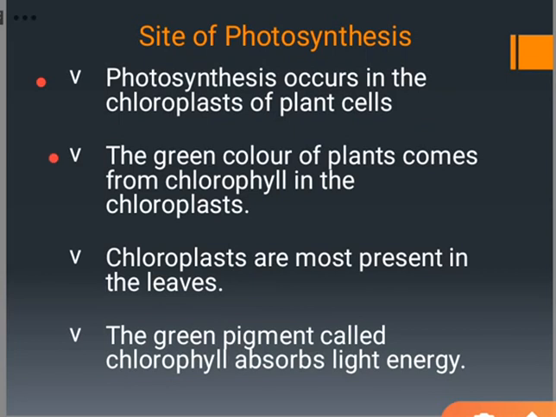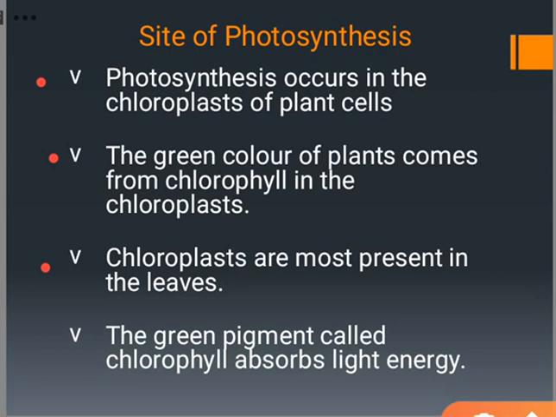Now, the green color of plants comes from chlorophyll, which is in the chloroplast. And it is the chloroplast that gives the plant its green color. So it means that we can have chloroplasts in parts of the stem that are green, but we want to note that chloroplasts are most present in the leaves. They are most abundant in the leaf. So the organs of the plant that are majorly involved in photosynthesis are the leaves of the plants.